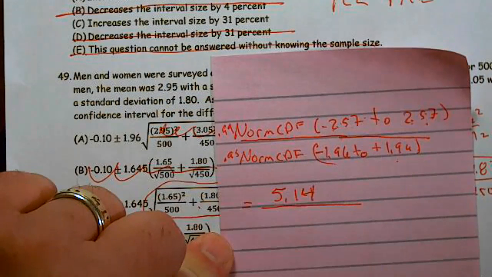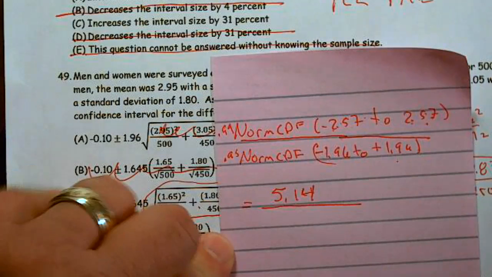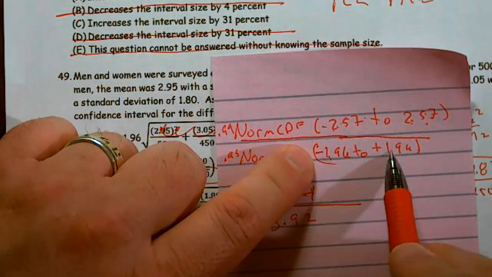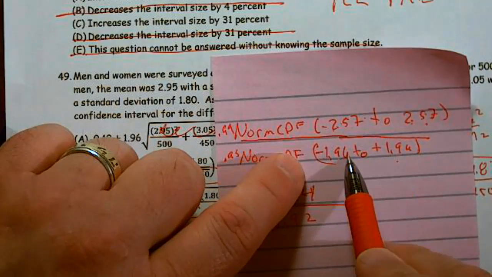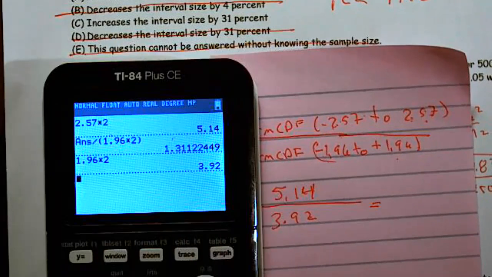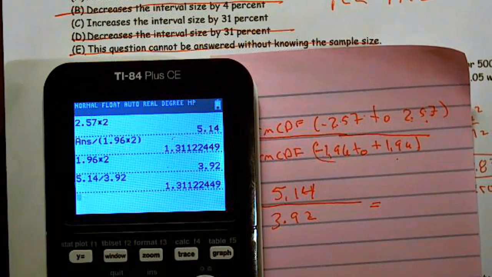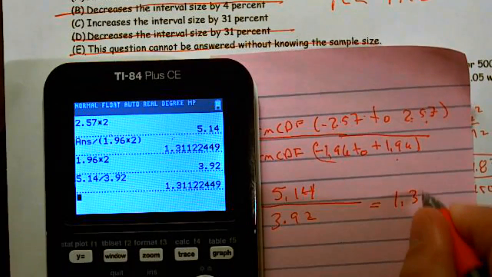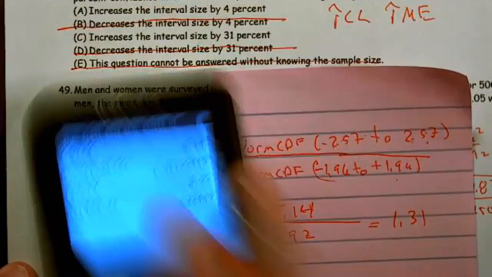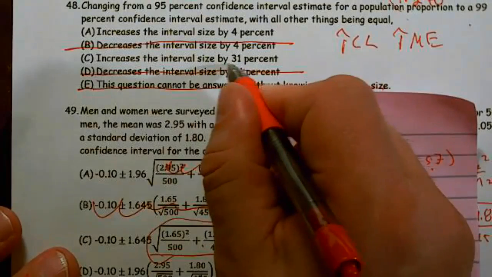In the denominator, we have 1.96. We are 3.92. So 1.96 minus a negative 1.96 is 3.92. So in this case, 5.14 divided by 3.92 equals 1.31. So there's a 131% increase. So basically our interval increased by 31%.